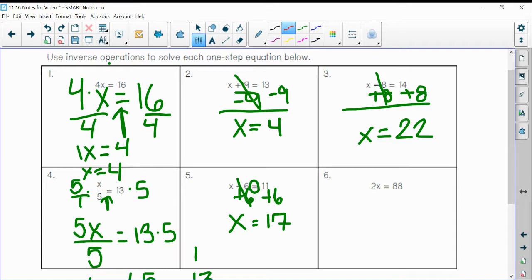Awesome. All right, so then I have 2 times x. What was my inverse of multiplication? Division. So to get rid of times 2, we're going to divide by 2. But what I do to the left side, I have to do to my right. So 2 divided by 2 is just 1. So I have 1x is equal to 88 divided by 2 is 44. We can drop that 1 and say x is equal to 44.